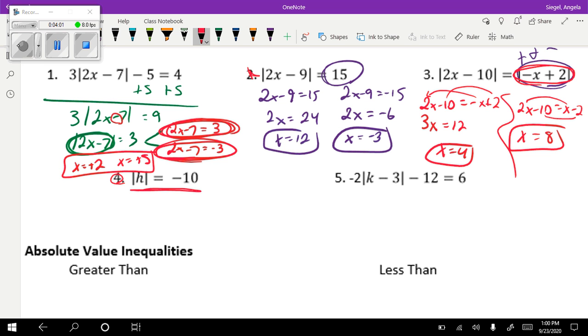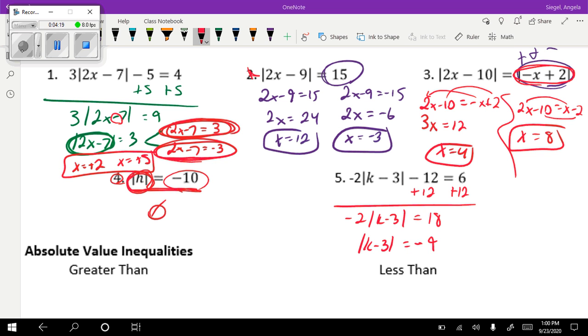Okay, I want to show another weird case, number 4. If you have a setup like this, they're trying to trick you, because you can never have an absolute value by itself, isolated, equal to a negative number. So there's no solution there. Go ahead and try number 5. When you get rid of all the junk on the outside, it doesn't matter that this starts off as a positive. When you get down here, just like this one, and it ends up being a negative number, you're still going to say no solution, sorry, because it's equal to a negative number.